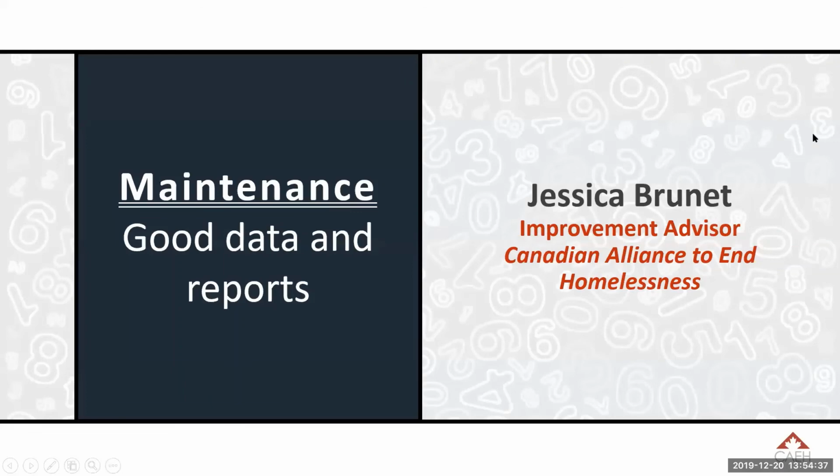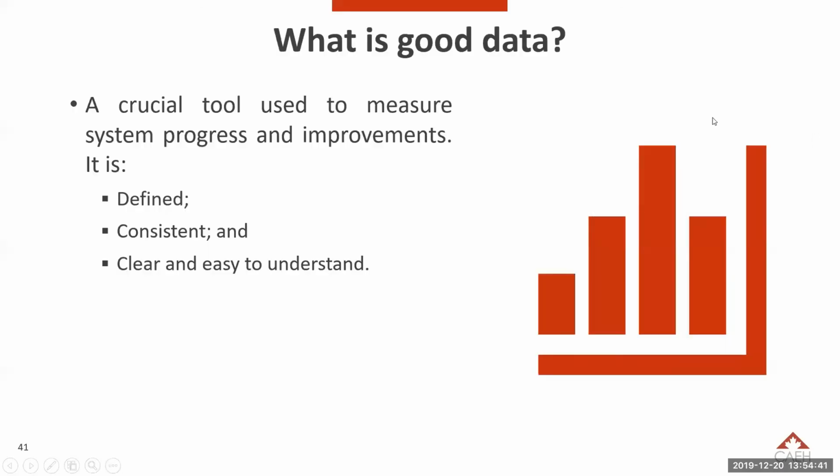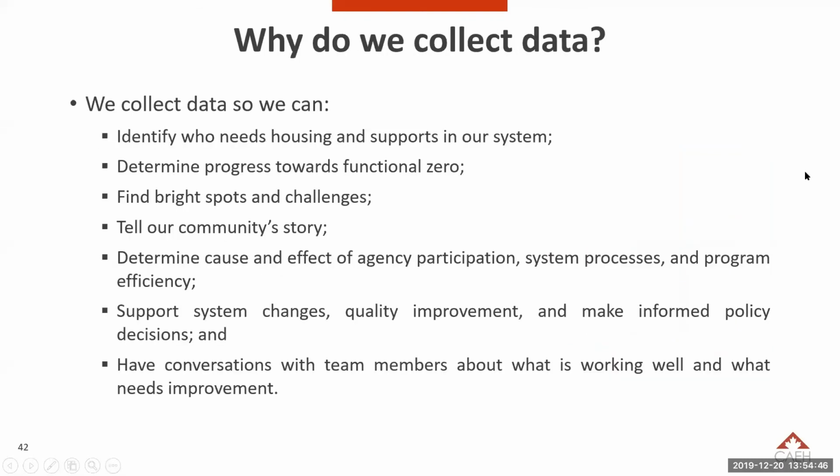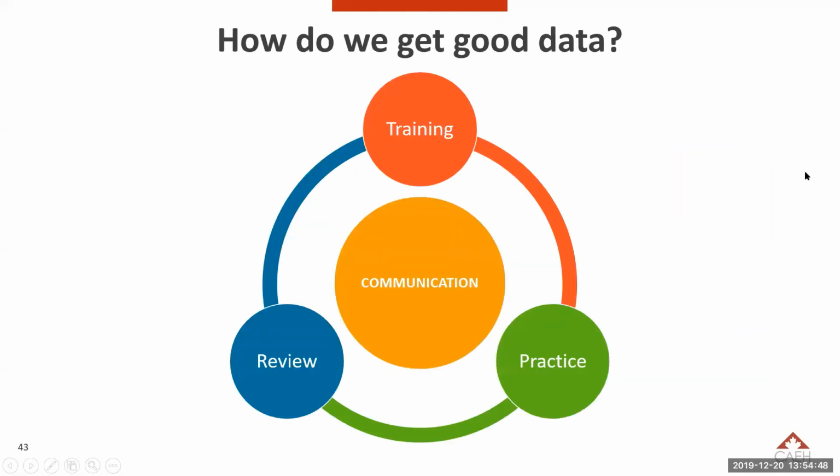So this one is just data, good data and reports. So it lets you know what good data is. It lets you know what we collect from data. But what I would really like to speak to, just so you get an idea of what's going on in these slides, is this particular diagram. So you'll see the circle with 3 little ones attached and then one in the middle. So what this really is, is how we get good data. It's a constant loop of training, practice, and review with communication at the heart of it.